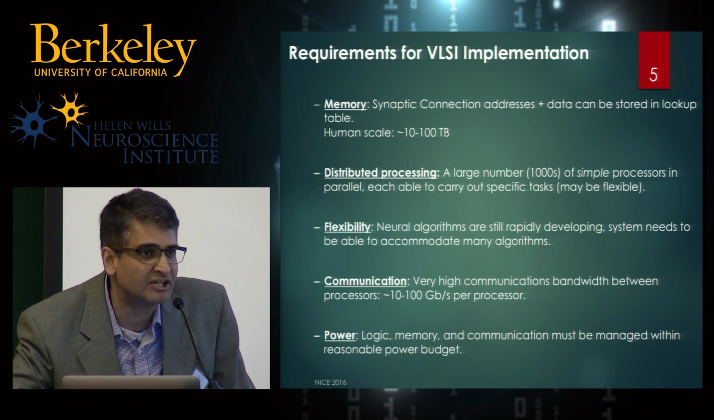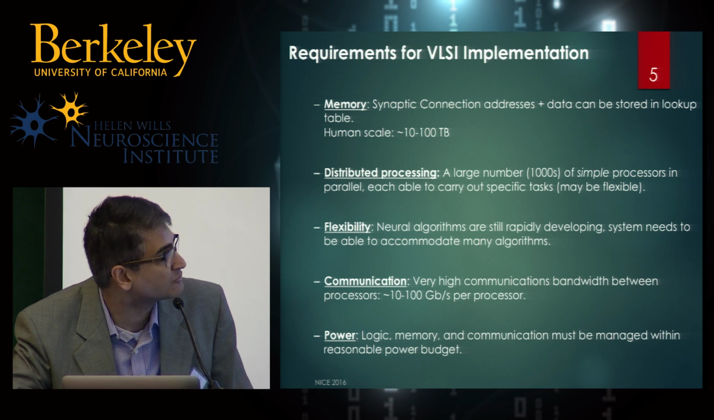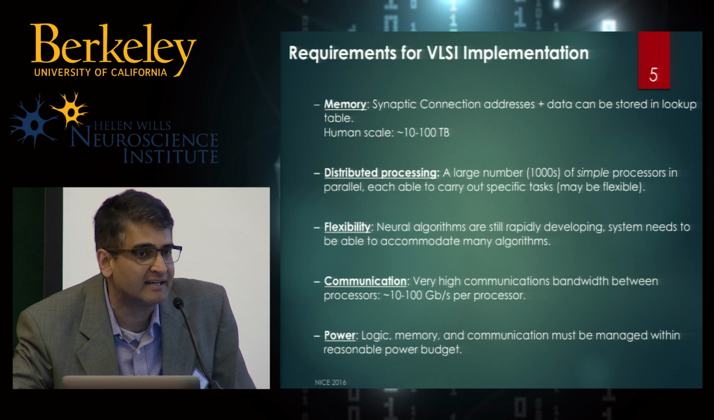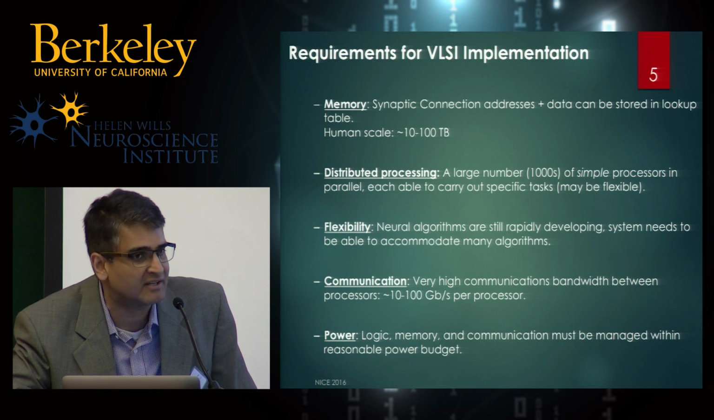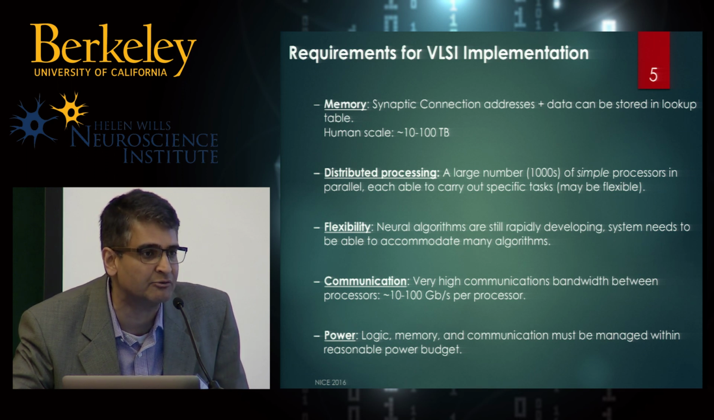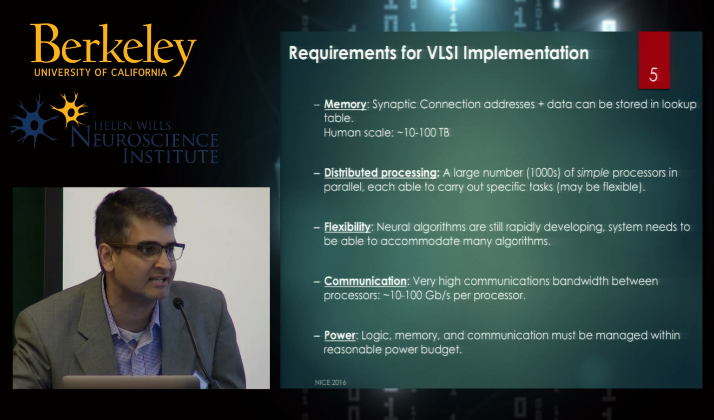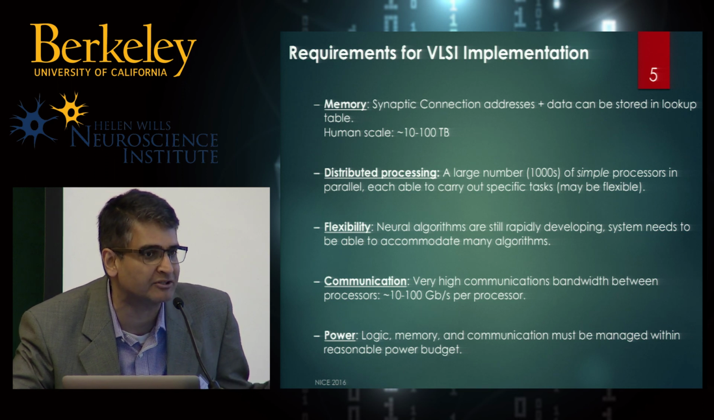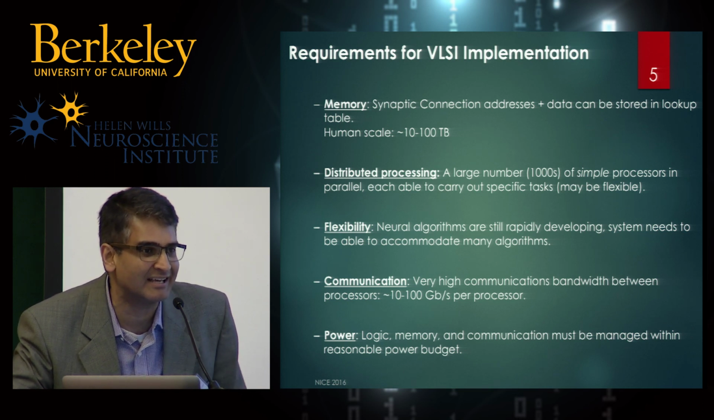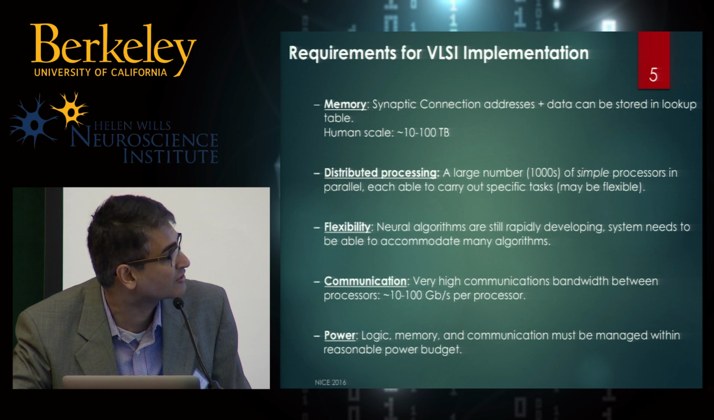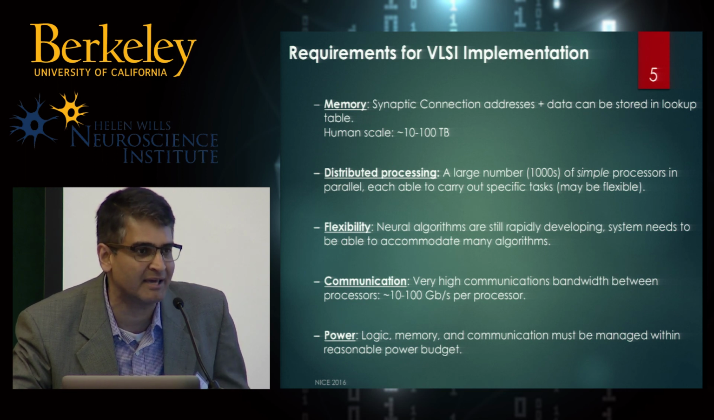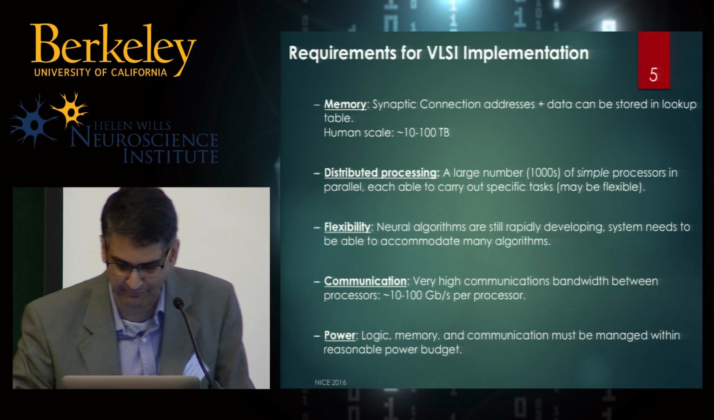Another essential part is that because we have such distributed processors with so many of them, they need to be able to talk amongst themselves, and this requires a very high communications bandwidth between processors, somewhere in the range of 10 to 100 gigabits per second. And then we want to do all of this with an acceptable power budget, which doesn't necessarily mean something ultra-low power to start with, but something that could at least give us a proof of concept that you could actually do this and still manage to pay the bills, within a reasonable power and acceptable cooling budget.